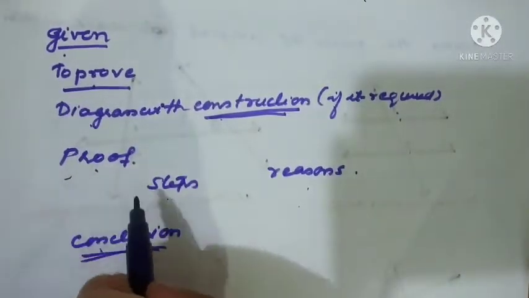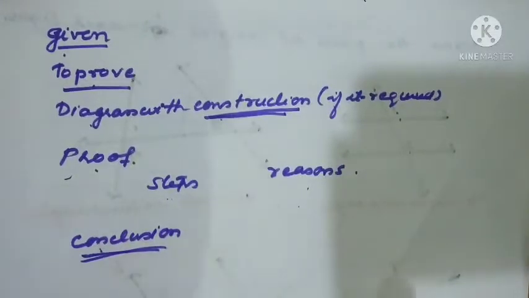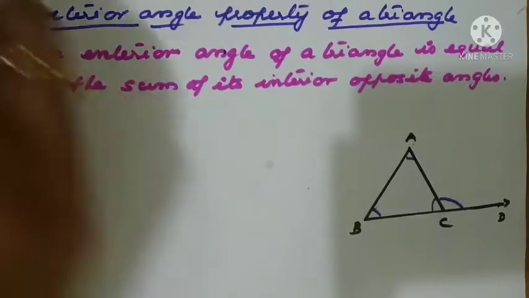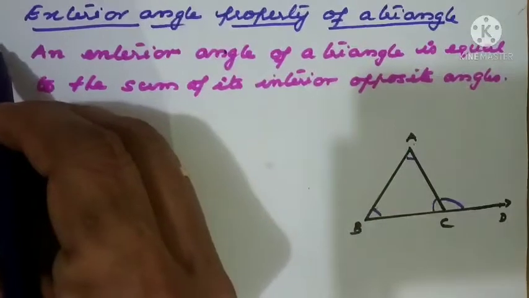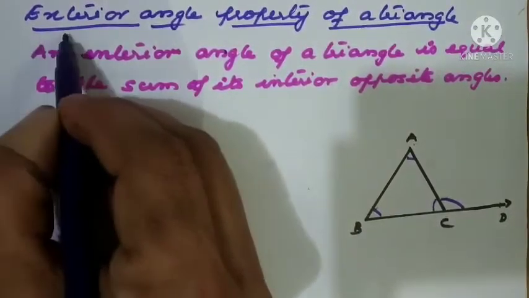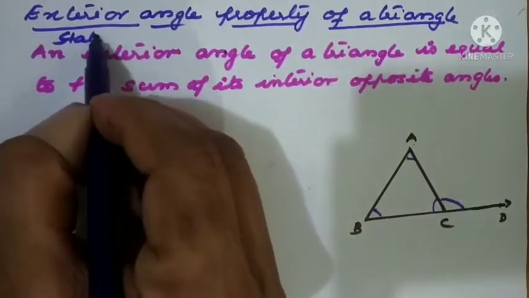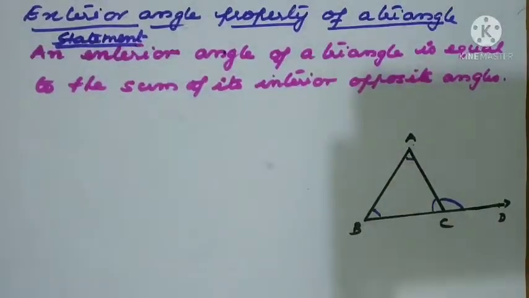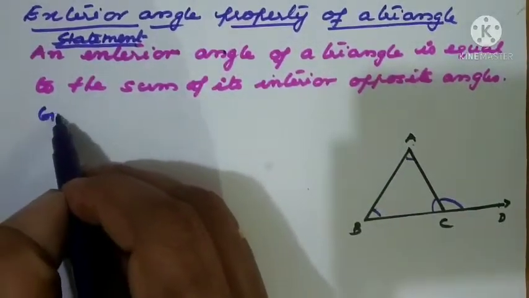Then we need a proof. Sometimes we require a proof, and we put the reasons in brackets; we should write the reasons for that. Next, conclusion. Now let us see these steps once again while proving the exterior angle property of the triangle. Exterior angle property of the triangle, this part is called a statement. The statement is already given in the question, so we are writing the statement here for understanding purposes. This is called a statement. Now what I told, the first step is given.